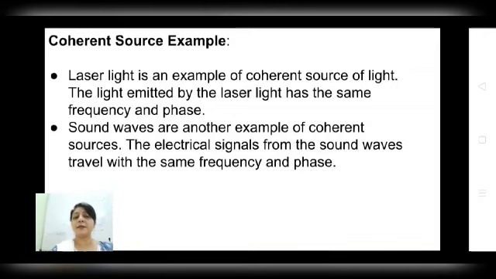Sound waves are the other example of coherent sources. That is, the electrical signals from the sound waves travel with the same frequency and phase. So students, as an example of a coherent source, the best example is the laser light, and the other example is the sound waves.